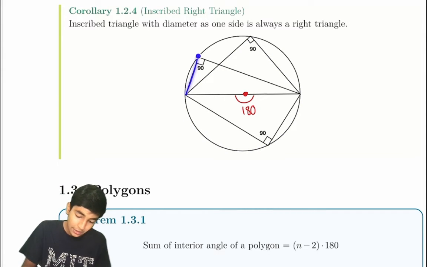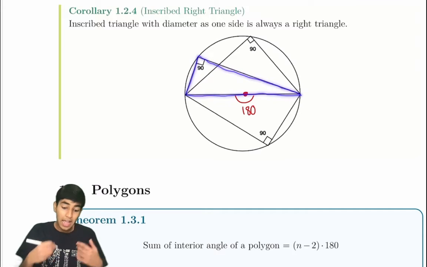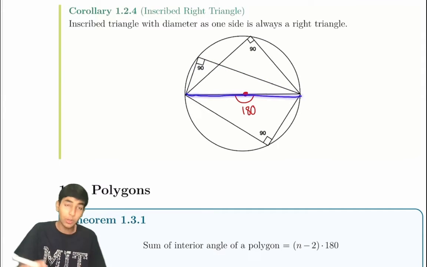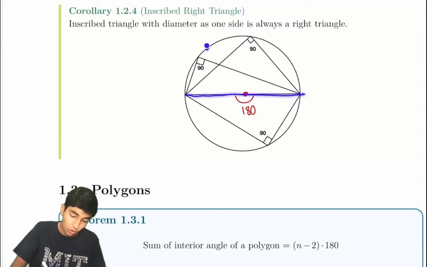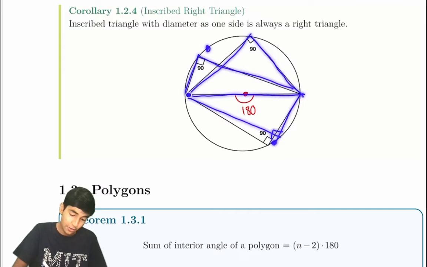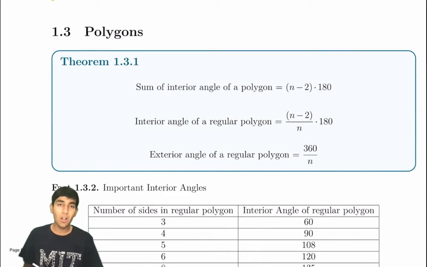So that's why any triangle that has this as one of its sides will be a right triangle. So you can pick any point on the circle on both sides this time, and it's going to form a right triangle. Always it will form, whether it's this or any other point. Infinite possibilities. Now we're moving on to polygons.